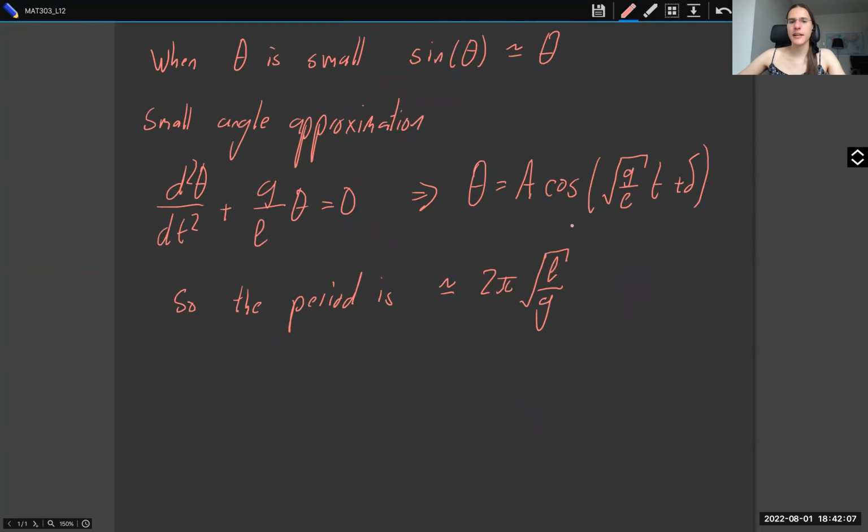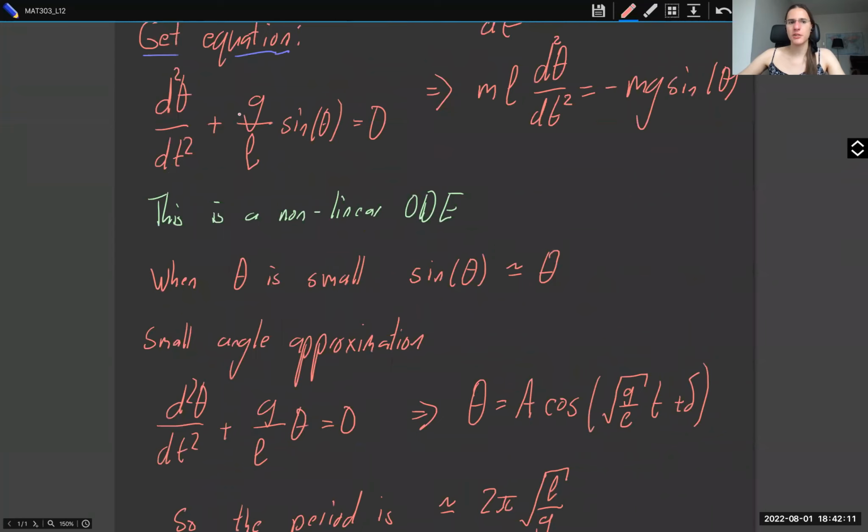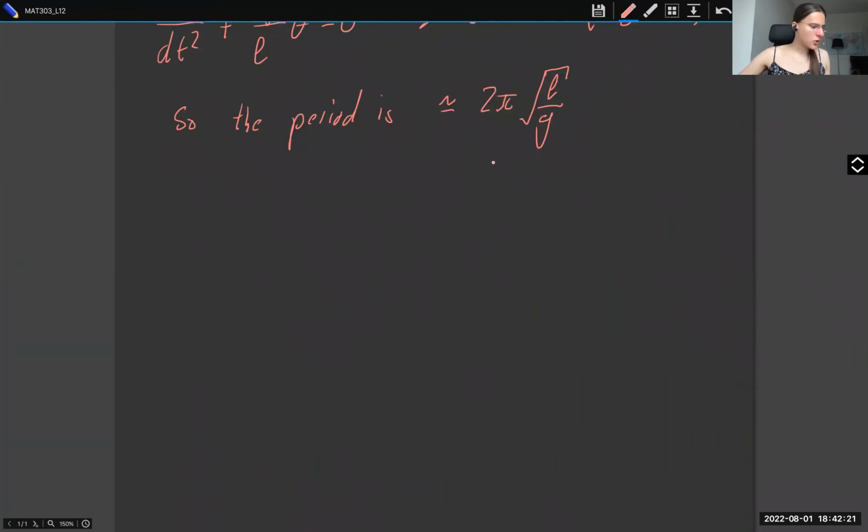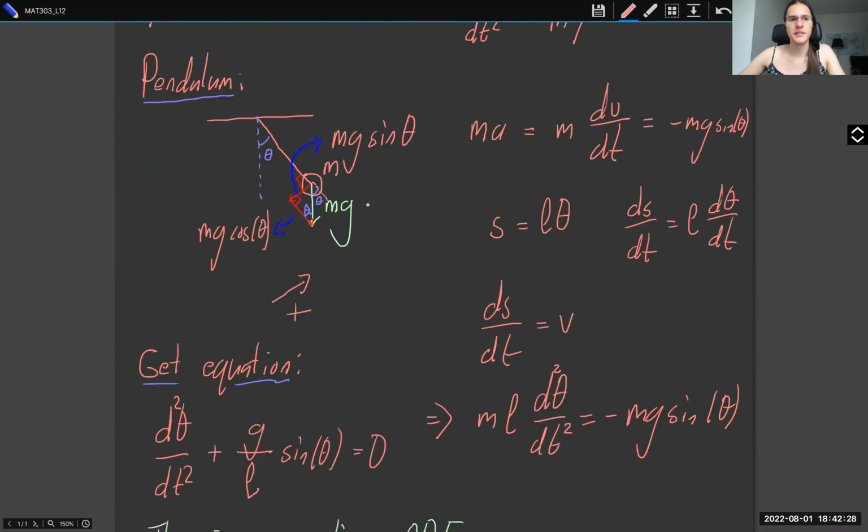Now, this is pretty accurate for small angles of theta. But the general solution is much worse, and you have what are called elliptic integrals, and then you get a power series representation for what the period is. Okay, so that covers the case of this simple motion, which is unforced.